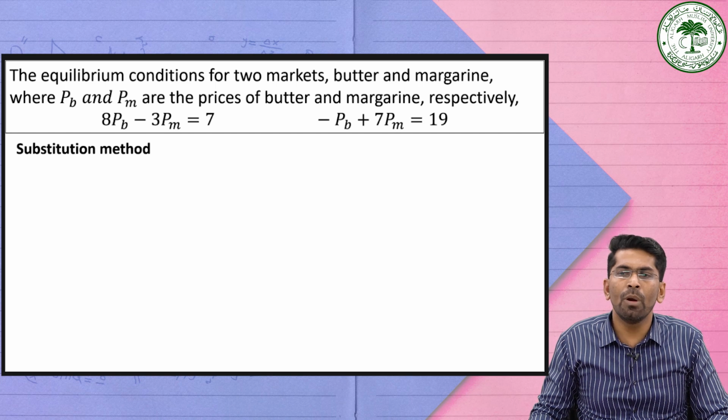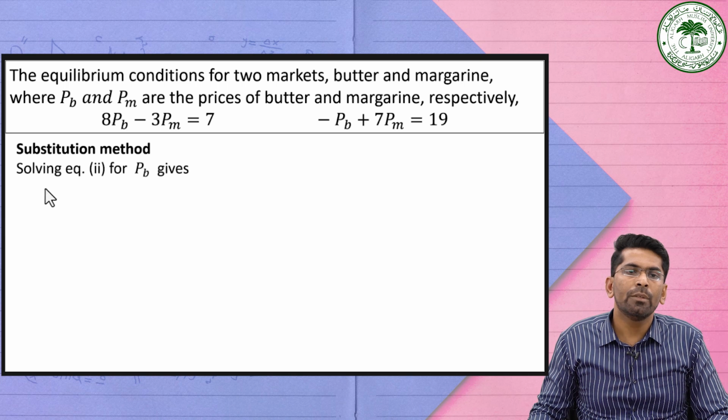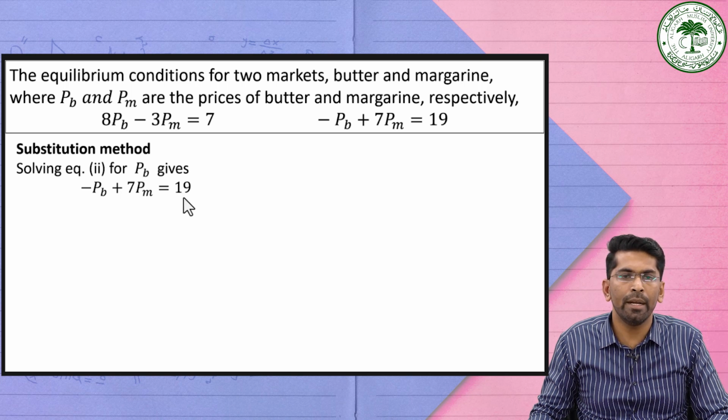First we solve one equation for one variable in terms of the other, here solving equation number 2 for PB, and then we can substitute directly. So equation number 2 is minus PB plus 7 PM is equal to 19. Solving this equation for PB, it will become 7 PM minus 19.